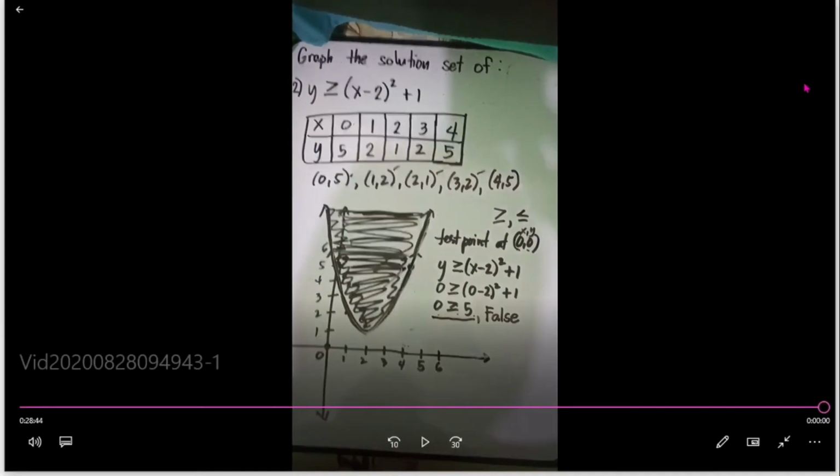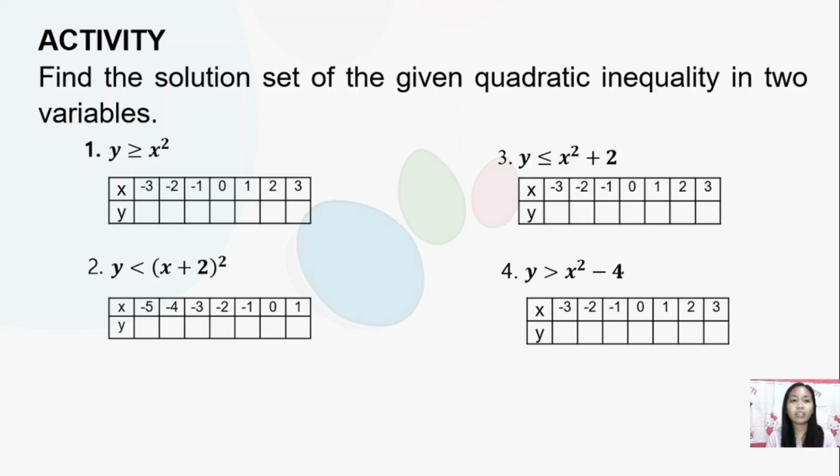Okay. So now let us do the activity. Find the solution set of the given quadratic inequality in two variables. So before you proceed with the video, kindly pause this part so that you will be able to solve, and let us say, you're given 10 minutes. Is it enough? Okay, so you're given 10 minutes to find the solution set of these four quadratic inequalities. Okay, you may start.